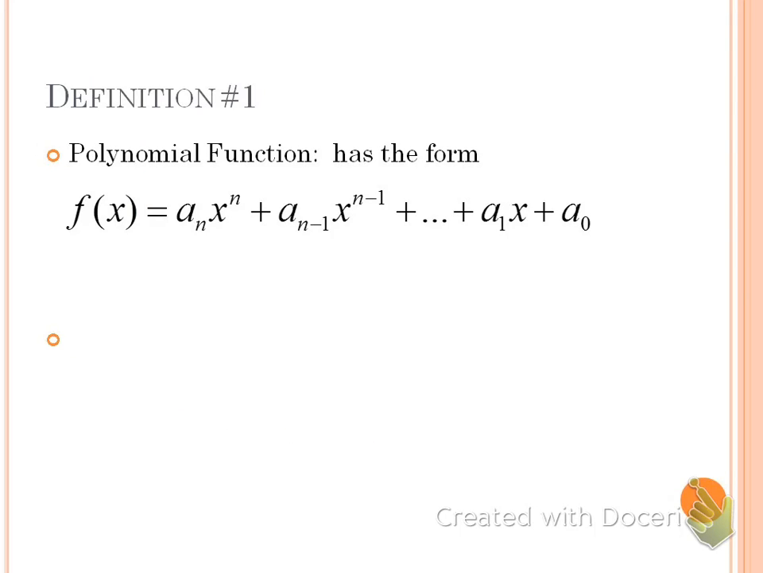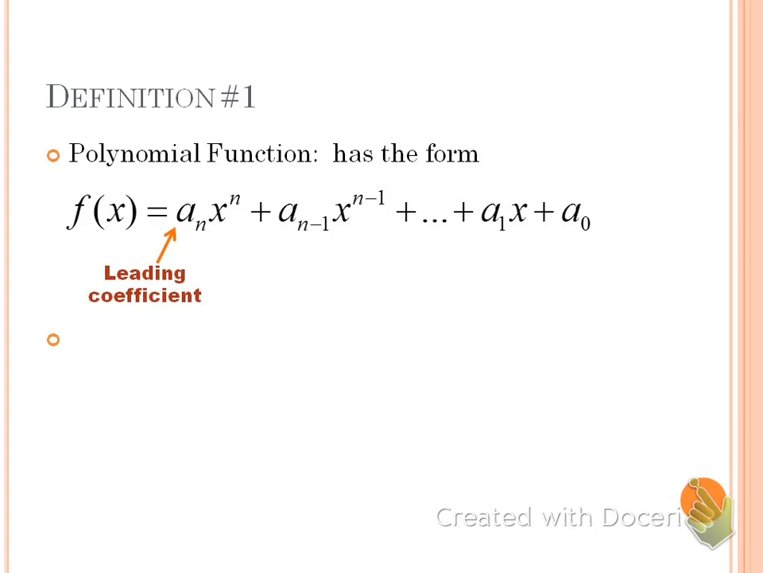So here's our first definition. What is a polynomial function? A polynomial function has this form. It looks pretty complicated, but it's not really that bad. The a sub n is just your coefficient in the front. N is your exponent. As you go down, the exponents get smaller and smaller until the end where you don't have an x term, you just have a constant.